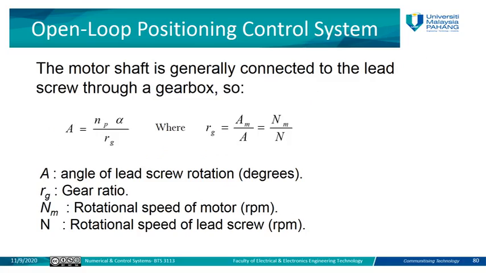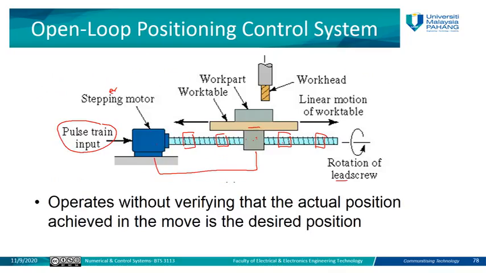So here is the gear ratio, and Nm is the rotational speed of the motor in revolutions per minute, and N is the rotational speed of the lead screw itself. So the speed of the motor is Nm, and the rotational speed of the lead screw is N only. The motor shaft here is generally connected to the lead screw through a gearbox. So a gearbox is used to couple between the motor and the lead screw.